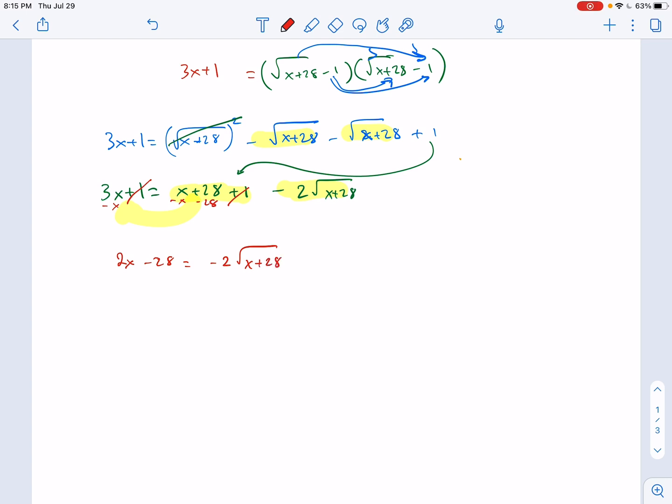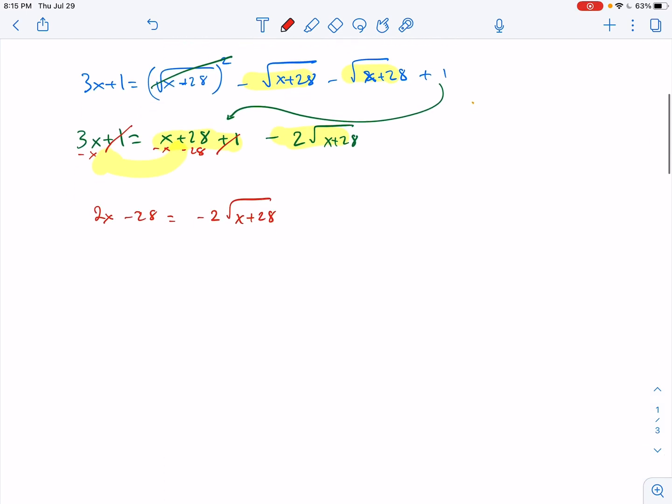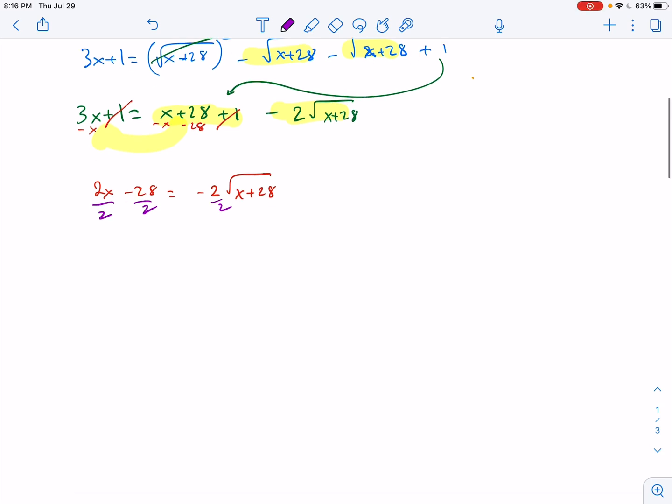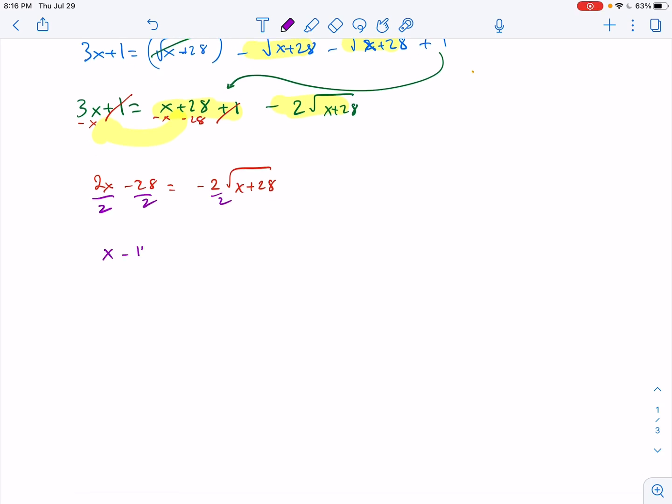We can divide out the 2, since the negative 2 goes evenly into both sides. We don't want to divide by negative 2. The problem is that if you divide by negative 2, you end up with a negative in front of x, and we don't want that when we're squaring. So let's just go ahead and divide by 2. Clean this up, lower the coefficient value, so we get x minus 14 equals minus square root of x plus 28.